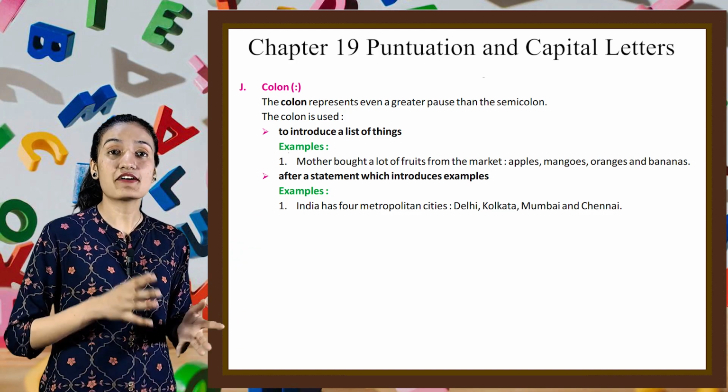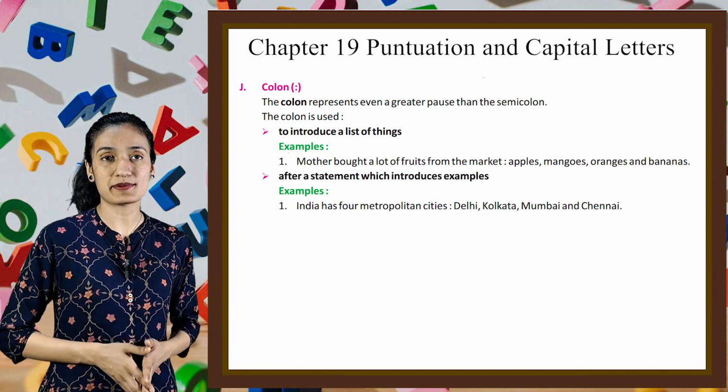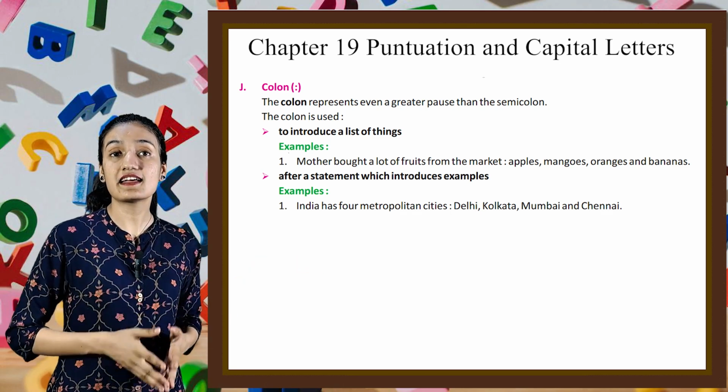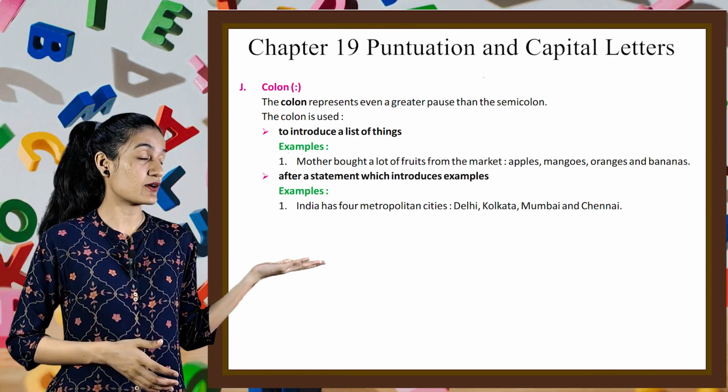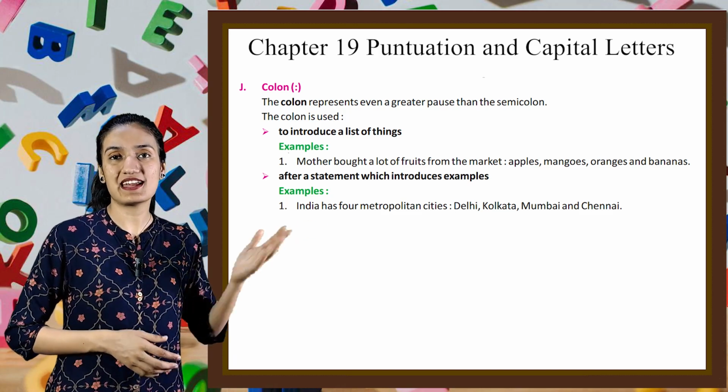Next is after a statement which introduces examples. Here is a sentence: India has 4 metropolitan cities: Delhi, Kolkata, Mumbai and Chennai.